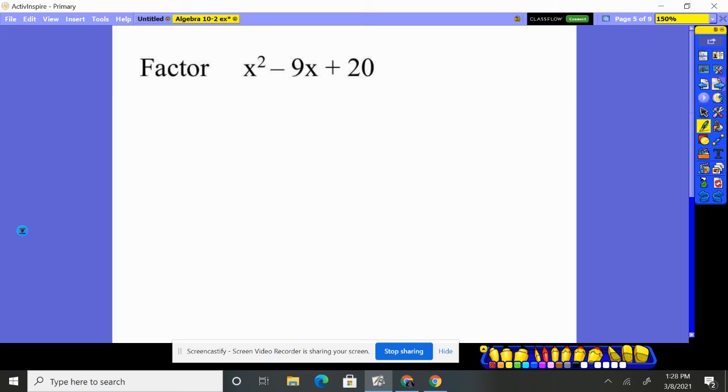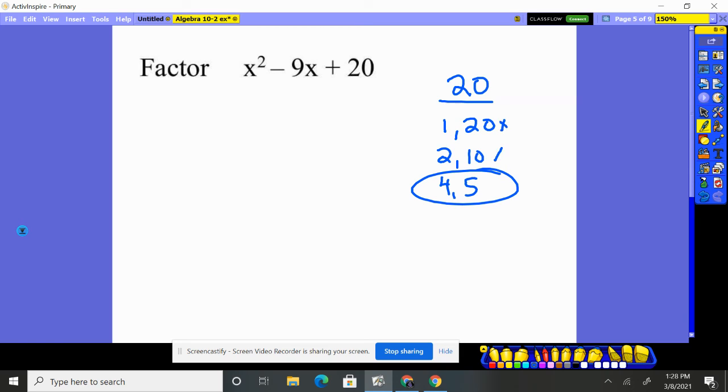One little piece, though. We have to be a little careful here. Say I have 20. Great: 1 and 20, 2 times 10, 3 times nothing, 4 and 5. I need a 9. It's looking like the 4 and 5, because that adds together to 9. But wait a second. If you do x plus 4 times x plus 5, that's going to give you a positive 9x. We need a negative.